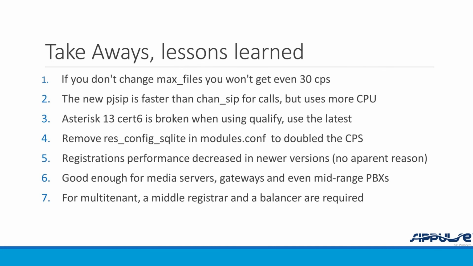Takeaways, lessons learned. If you don't change the max files, you won't get even 30 calls per second, right? In my opinion, the new PJSIP is faster than the chan_sip channel. The problem is that Asterisk 13 is slower than Asterisk 11. It's not the channel. What I'm saying is that the things we are experiencing are not related to the channel itself. They are related to something between version 11 and version 13, in terms of registrations performance only. Look, the performance for calls is quite good. The performance of registrations is something that we need to care about, right?